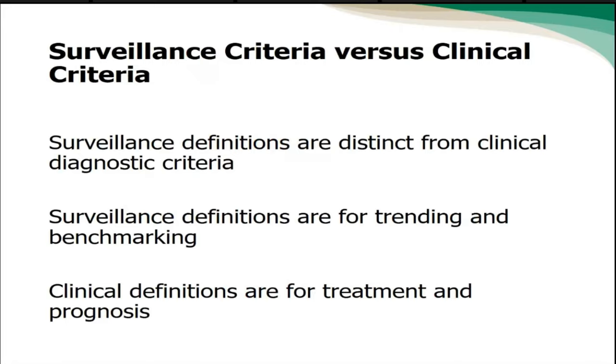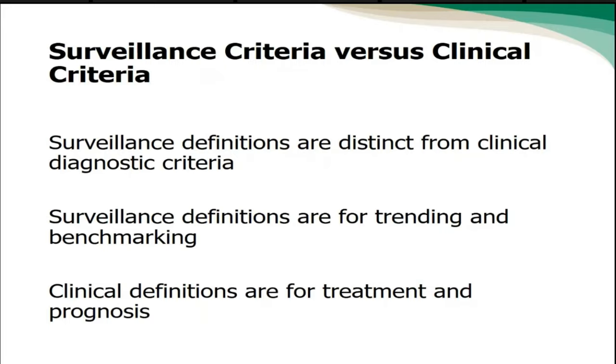The surveillance criteria or the surveillance definitions, they are distinct from the clinical diagnostic criteria. The surveillance definitions are for trending and benchmarking, while the clinical definitions are for the treatment and the prognosis and diagnosis of the patient. What we have observed in one of our visits, that the infection control practitioners, they are relying more on the ICU physicians as they are identifying the infections in their own clinical way. What we have to do, we have to focus on our surveillance criteria, not on the clinical criteria, because you might find there are differences in the clinical definitions and surveillance definitions. Both of them are not the same.